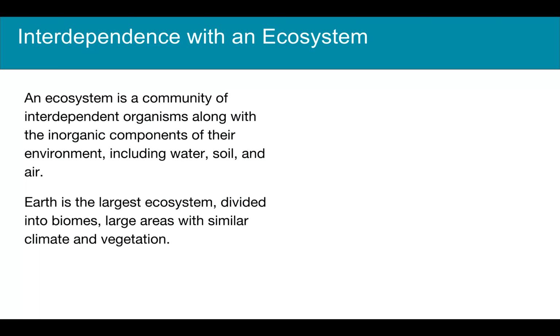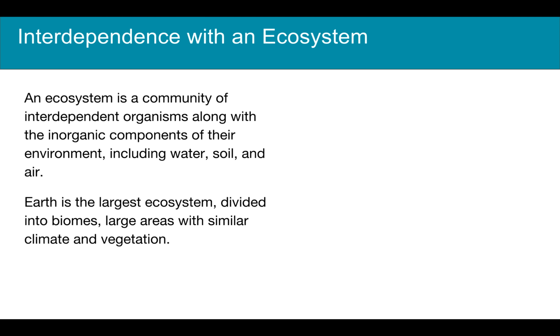First we're going to talk about the interdependence within an ecosystem. Inter means within and dependence means they're depending upon each other. An ecosystem actually includes both living and non-living things. So it's talking about how water, soil, and air affect the biotic factors, the living things within the ecosystem.